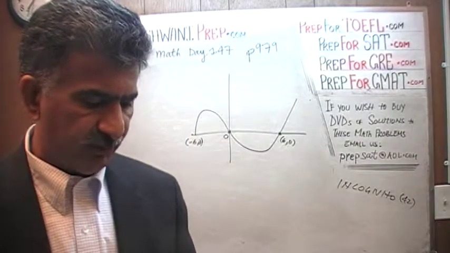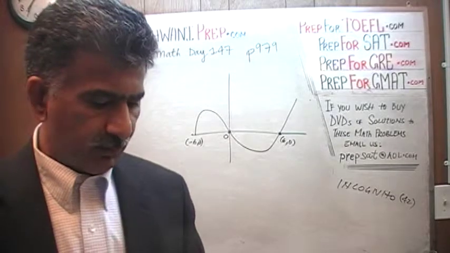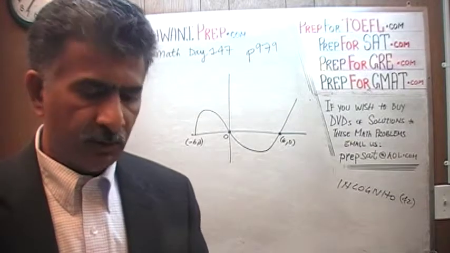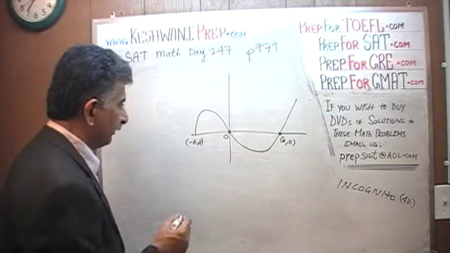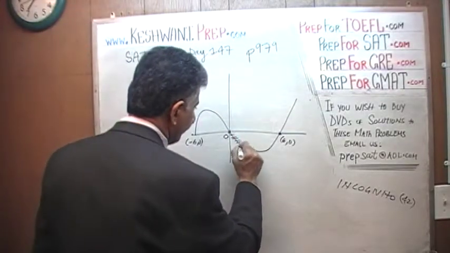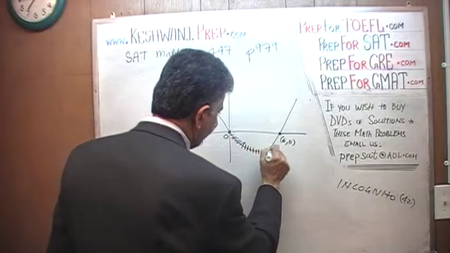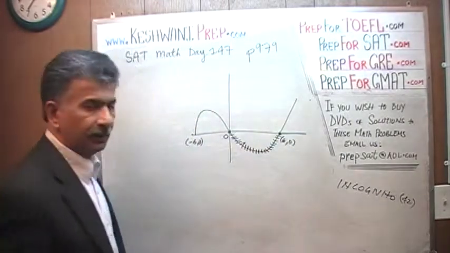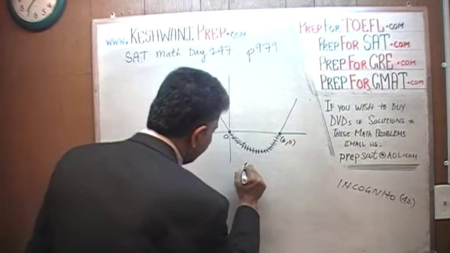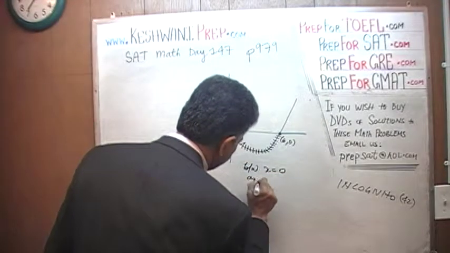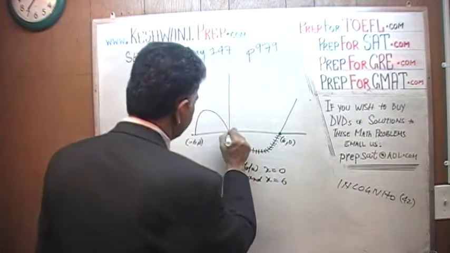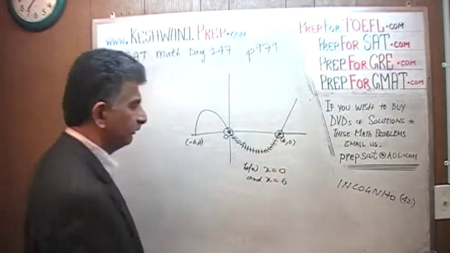The question simply is, based on the graph that is given to us, what are the values of x for which the value of the function is negative? Well, that's very easy. The value of the function is negative right here, in this region, between x equal to 0 and x equal to 6, because it starts with 0 and goes up to 6.